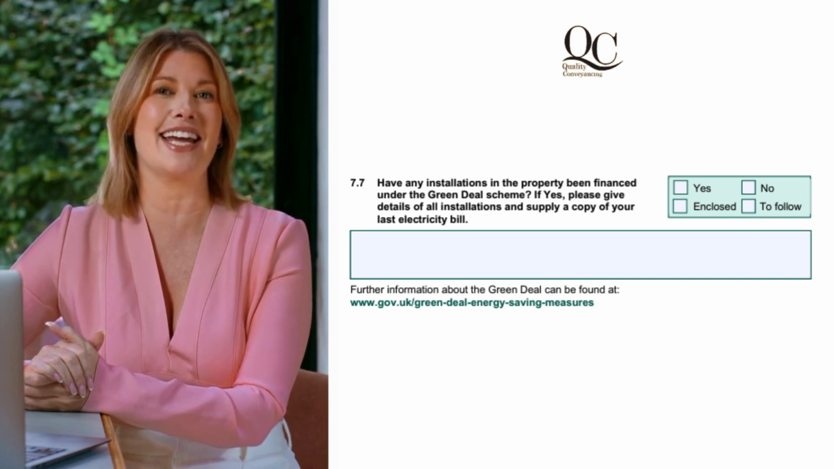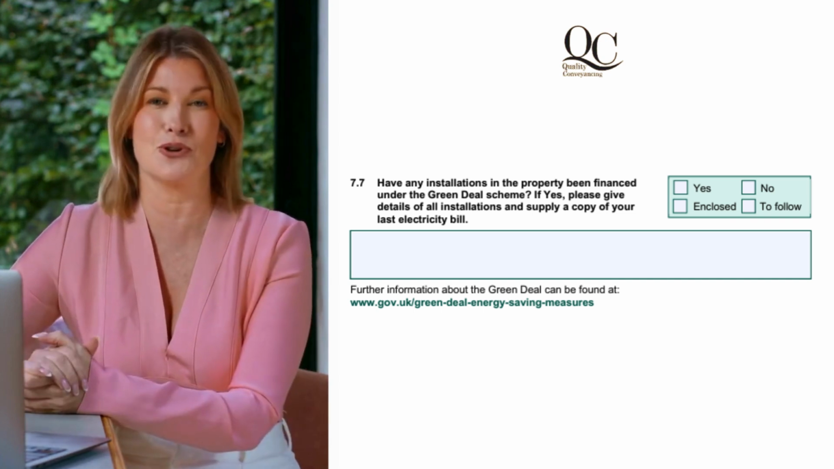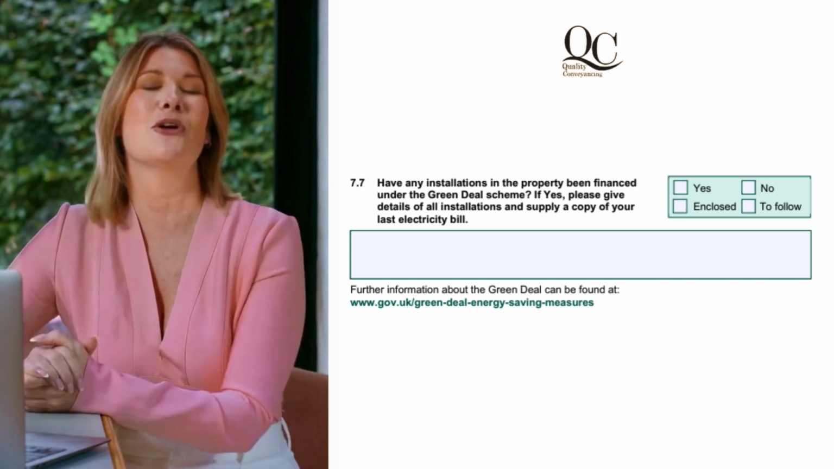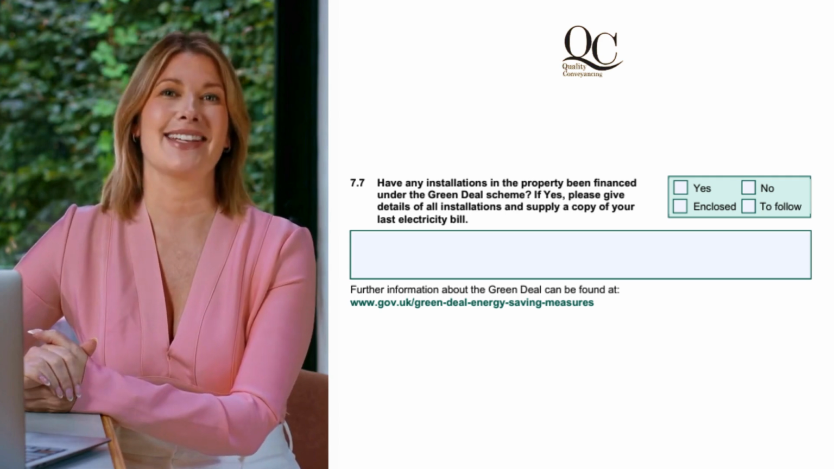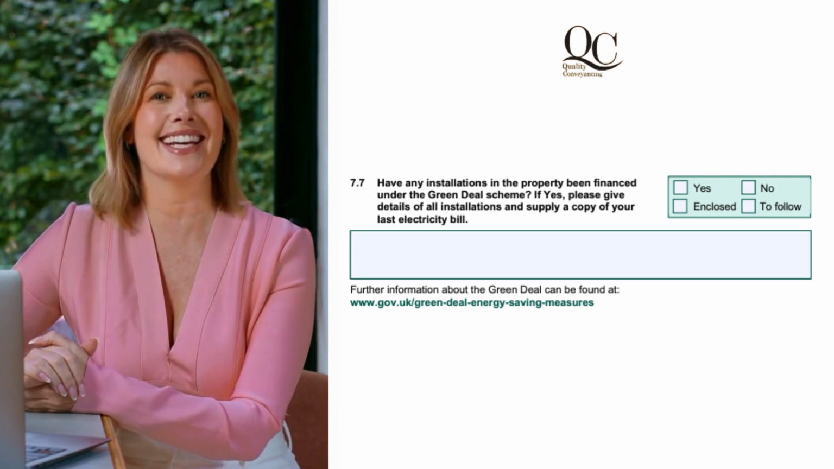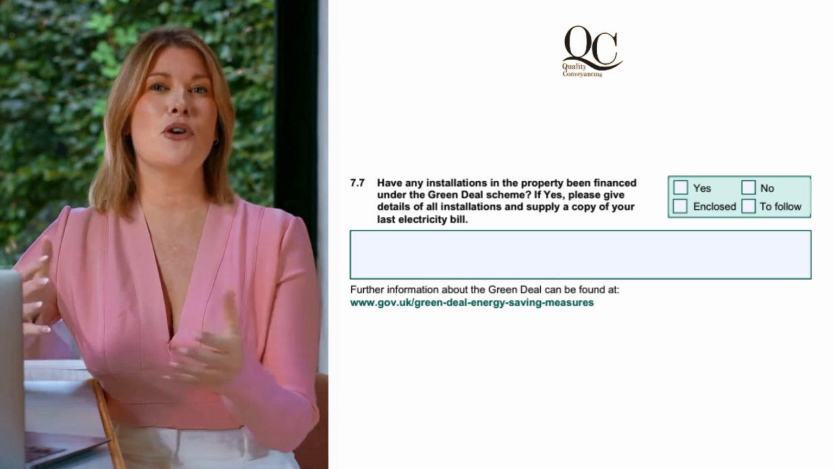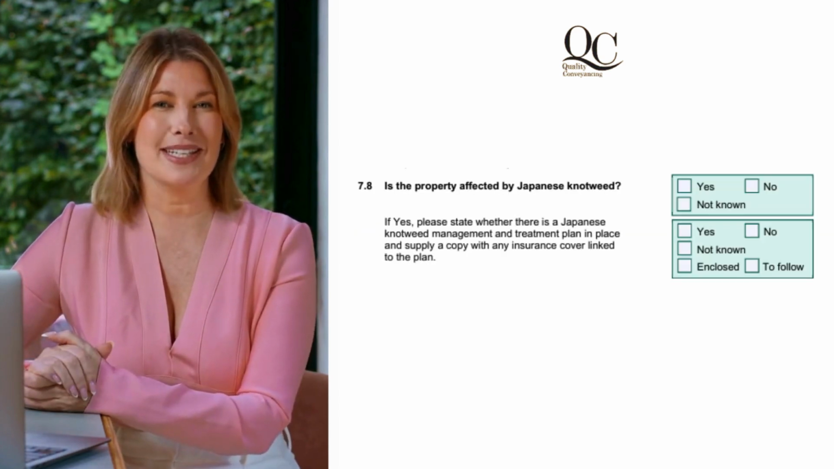The form then asks about the Green Deal scheme. This is simply checking whether any energy-saving improvements at the property, such as insulation or heating upgrades, were paid for using Green Deal finance. If that applies, tick Yes, briefly describe what was installed, and attach a copy of your most recent electricity bill.